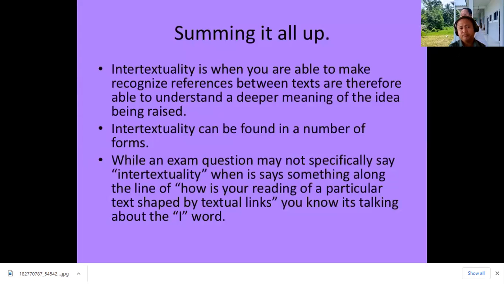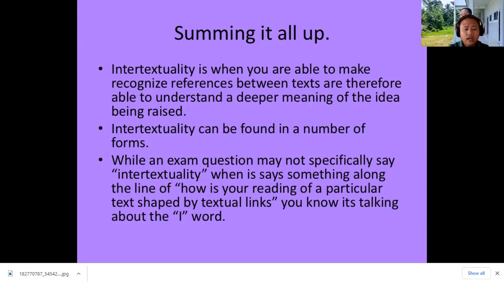So any questions, class? If you have any questions, do PM me. If you have a net connection, if you can do a Google search, you may also search what intertextuality is. Okay, as simple as that.